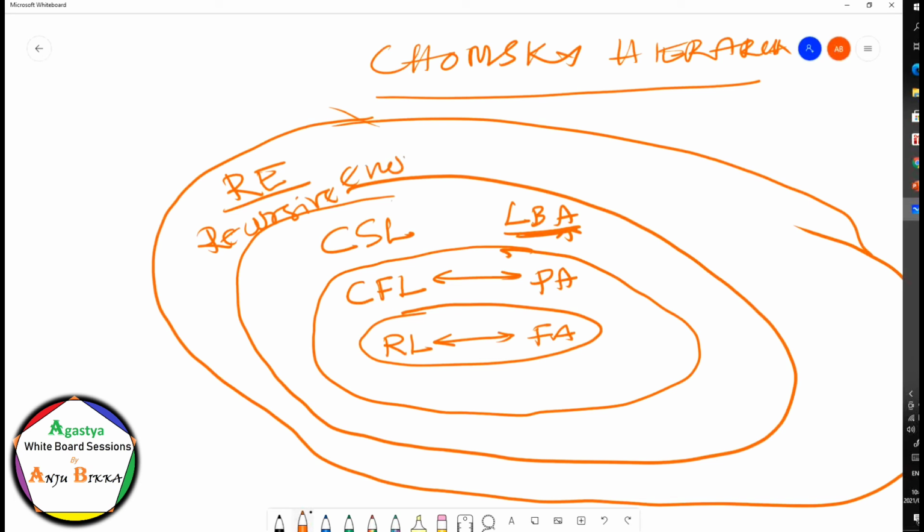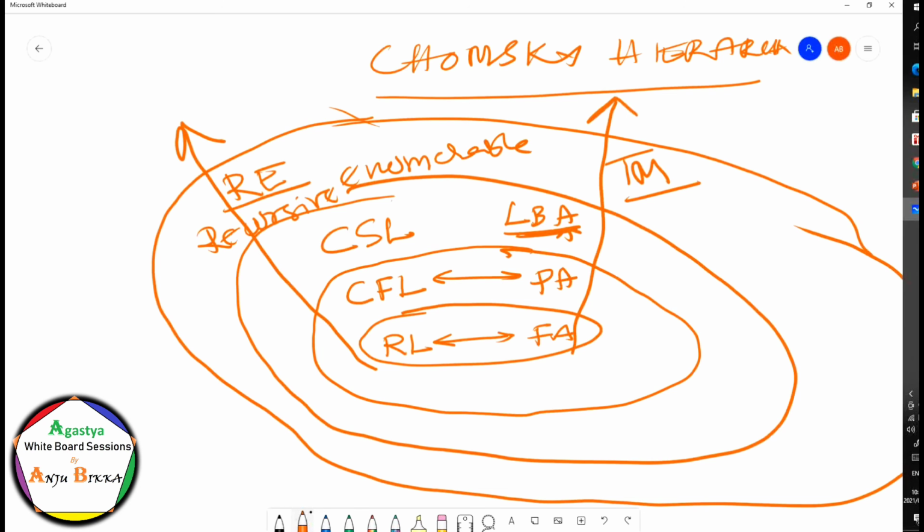Recursively enumerable. What is this one? We'll elaborate, don't worry about anything. This is just the complete overview. We are going to elaborate in a very clear manner. For this one, it is a Turing machine that may not halt. So these are the languages, going like this. These are the automata acceptors for these languages.